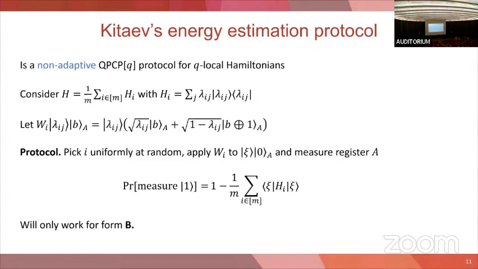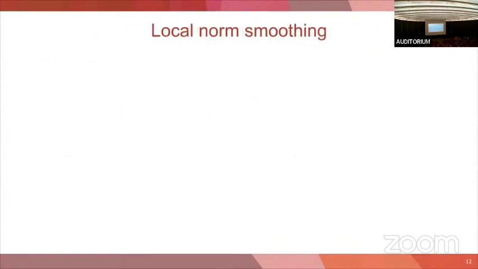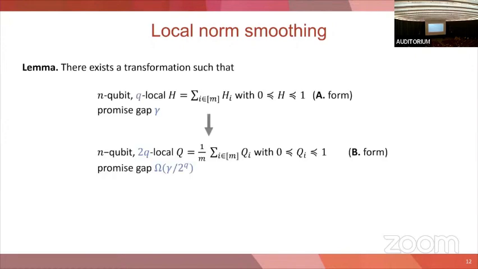So you don't know what distribution you have to pick. To work around this, we use the following trick, which we call local norm smoothing. I'm sure this must have been known in the literature before, but we couldn't find it anywhere. The idea is that you take this Hamiltonian in this A form, and you make some transformation to bring it to the B form.